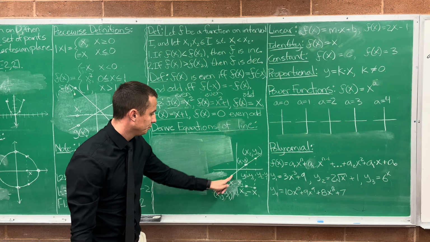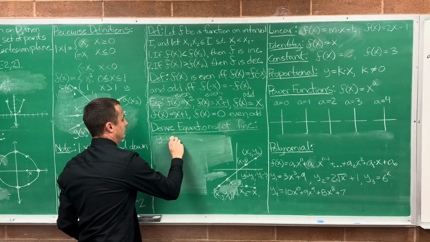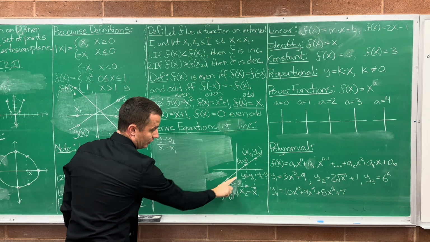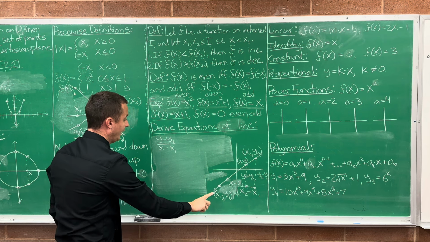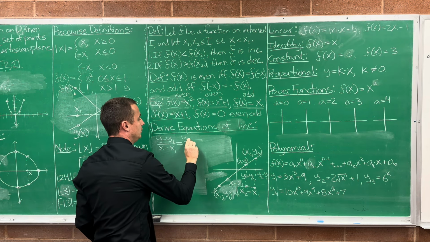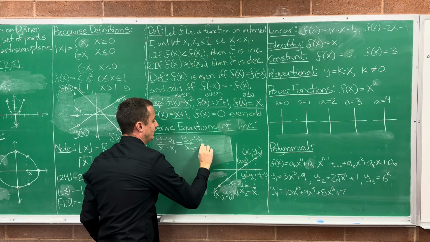So let's look at the slope to this point. It's its rise over its run. So it's y minus y1 over x minus x1. That's the slope between these two points. And it has to be equal to the slope between these two points, which is y2 minus y1 over x2 minus x1, right?